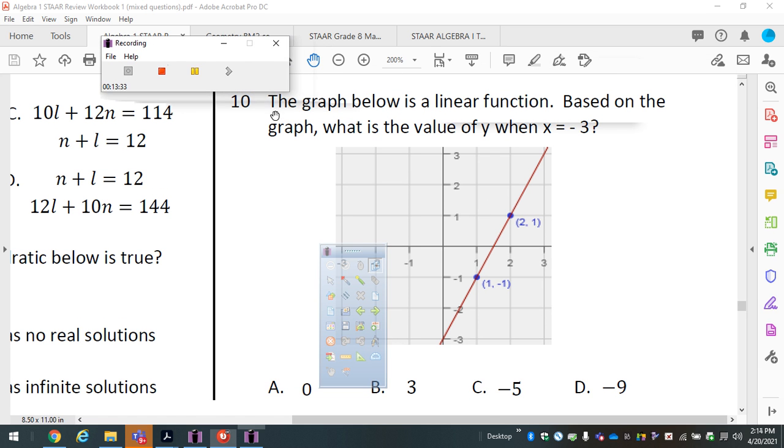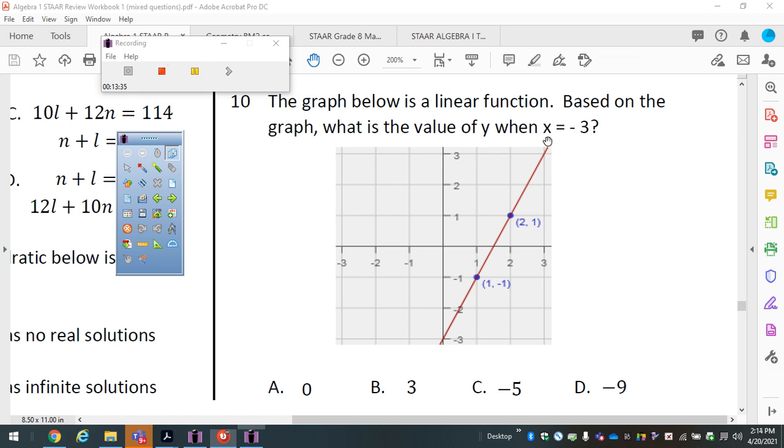Okay, the graph below is a linear function, so that means this line. Based on the graph, what is the value of y when x is a negative 3? Ooh, good question. I don't know what to say, how to do this one. Okay, so if you think about this one, there's 2 points, menu 4 and 3, graph trace, you can tell we're over here. And that's it. I'll approach it like that. I'm not going to work too hard.